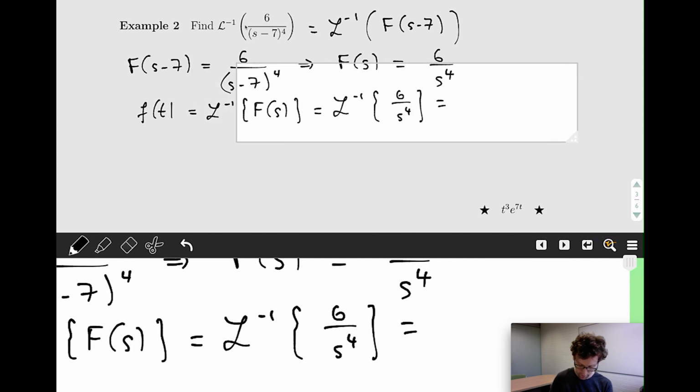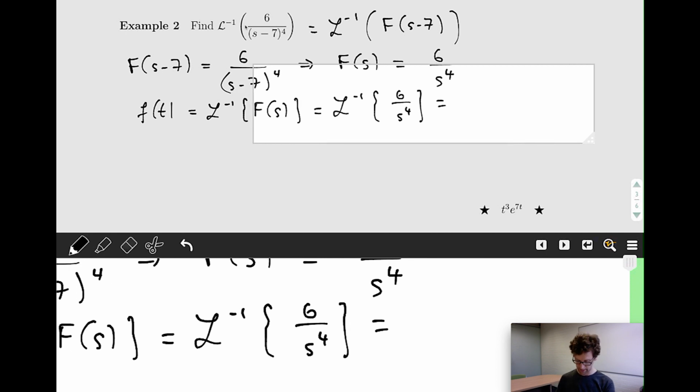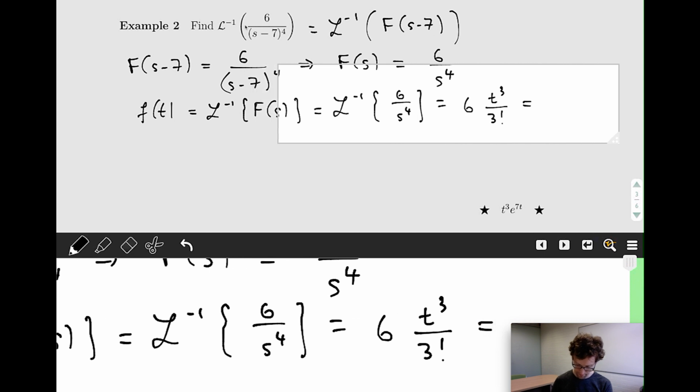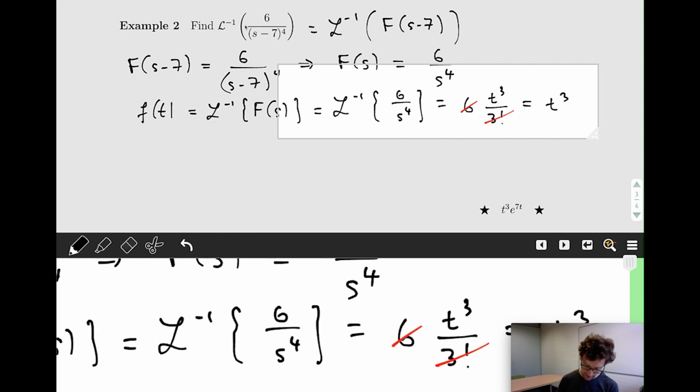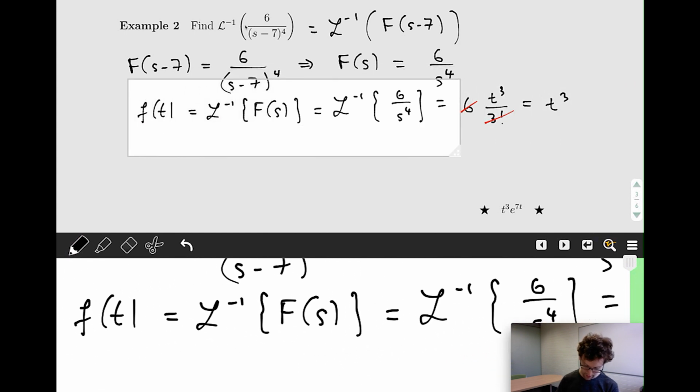Again, we notice that that is one of our tabled Laplace transforms. It's actually the inverse Laplace transform. So we'll get 6 times t cubed over 3 factorial. So that's using the Laplace transform of m factorial over s to the m plus 1. 3 factorial is actually equal to 6, so these are going to cancel beautifully, and I'm left with t cubed. So that's what the inverse Laplace transform of my function big F of s is.